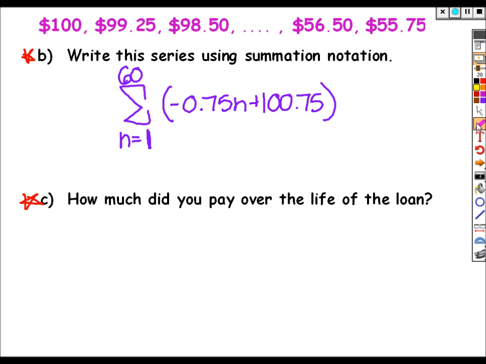If I want to find the sum, yep, this is an arithmetic series. I kind of see that y equals mx plus b. So now I can use that equation that we talked about, plug these values into that formula, and let's see what answer you're coming up with.